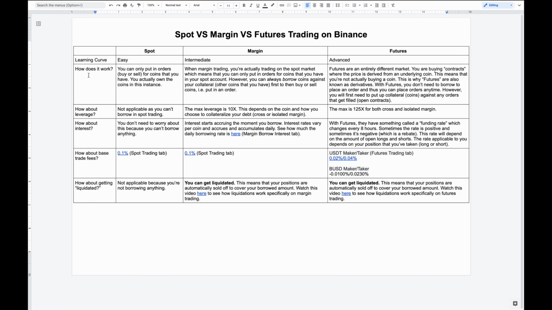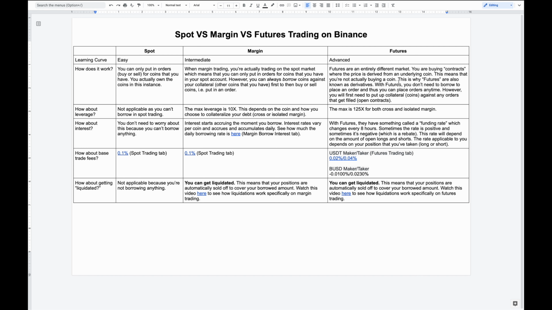So how does it work? Well, with spot, you can only put in orders, buy or sell, for coins that you have. You actually own the coins in this instance. Now, as for margin trading, you're actually trading on the spot market, which means that you can only put in orders for coins that you have in your spot account. However, you can borrow coins against your collateral or other coins that you have to then buy or sell those coins. In other words, put an order in.